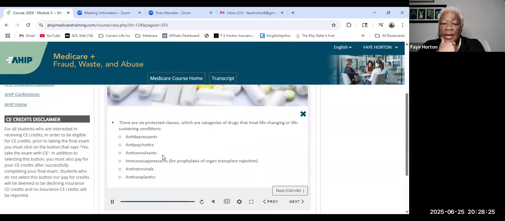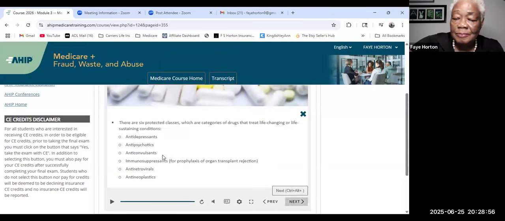Antidepressants, antipsychotics, anticonvulsants, immunosuppressants for prophylaxis of organ transplant rejection, antiretrovirals, and anti-neoplastics. So there are 6, 5 of them start with anti, and the other one is immunosuppressive.